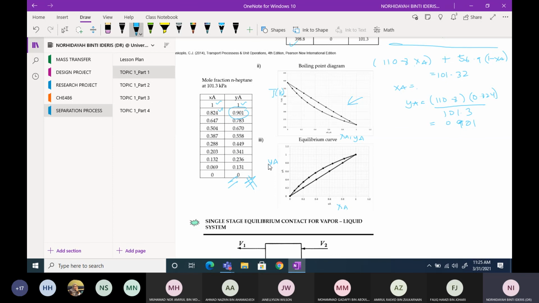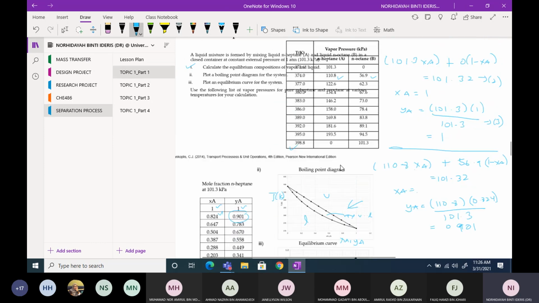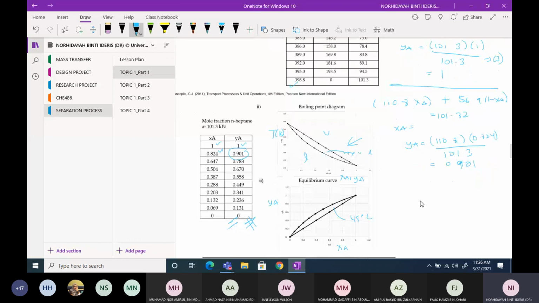For the graph of YA versus XA, this one is a 45 degree line. And as you can remember, this is the area of the vapor-liquid mixture. The upper part is the vapor, the lower part is the liquid. Can you do this on your computer? Just try to get it. By right, you need to answer this question 1, 2 and 3.